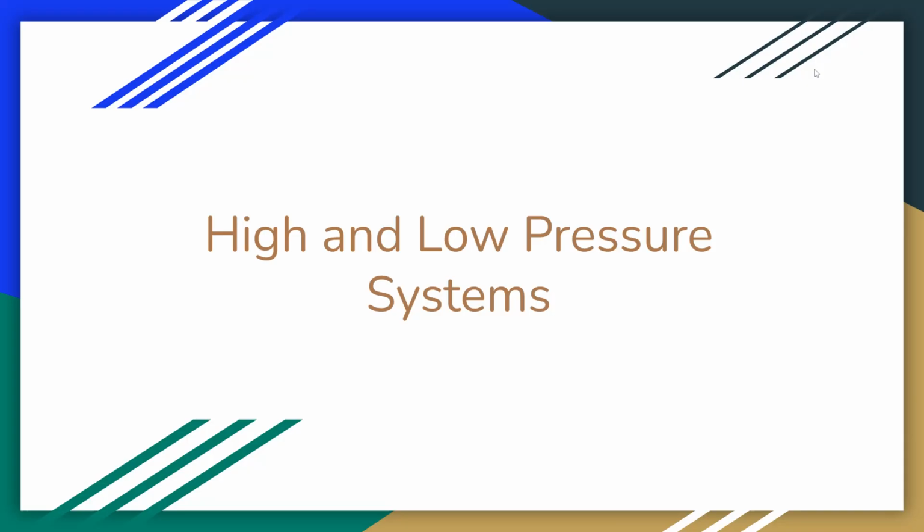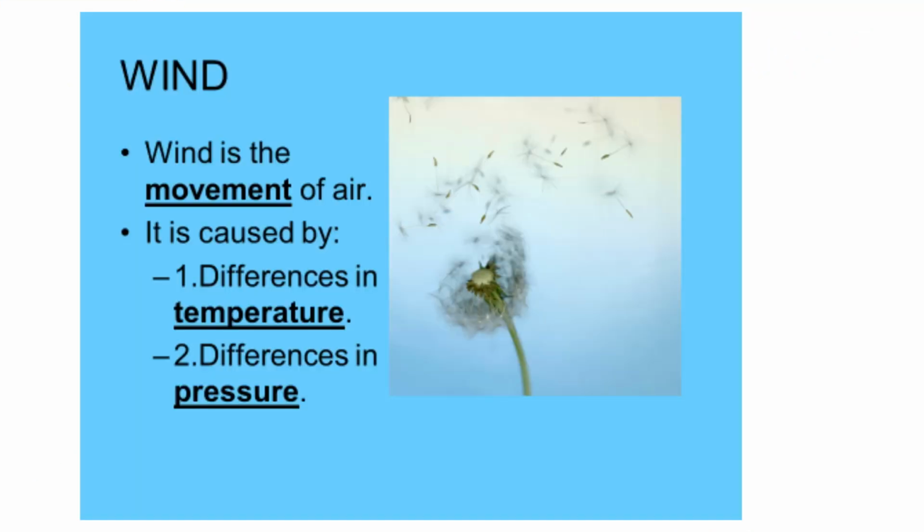Hi everyone. Today we're going to talk about high and low pressure systems when it comes to air pressure. So let's get started. What is wind? Wind is the movement of air, and it's caused by two things: differences in temperature and differences in pressure.